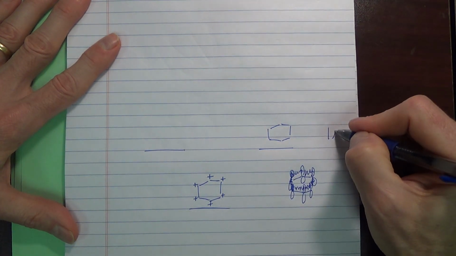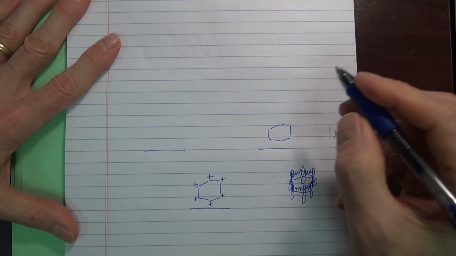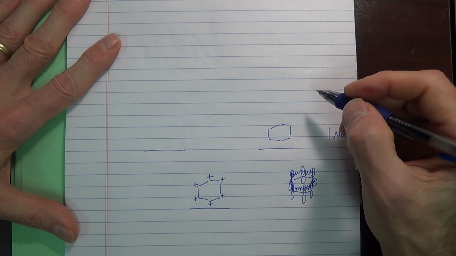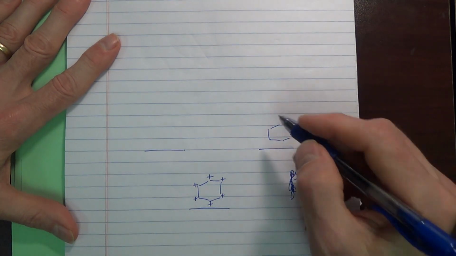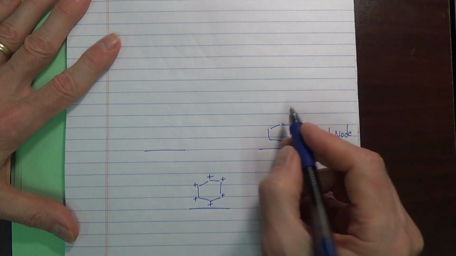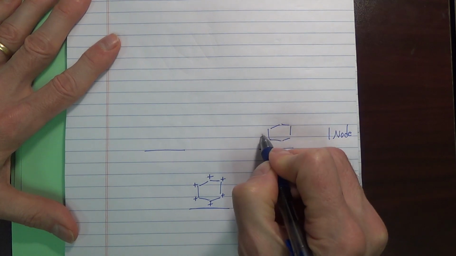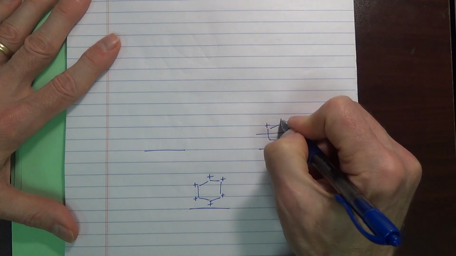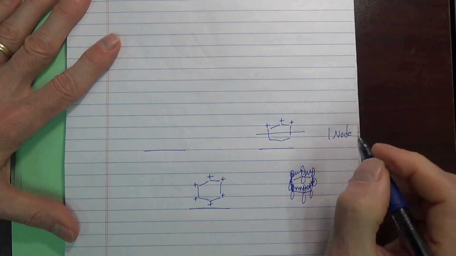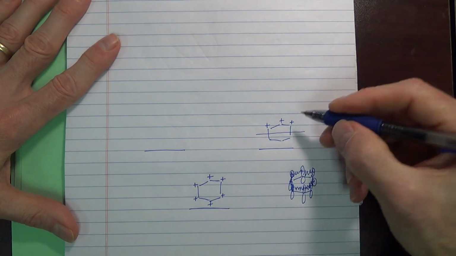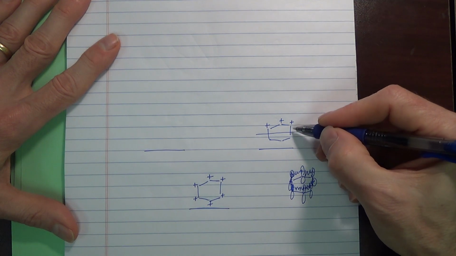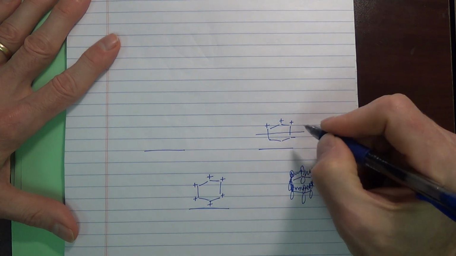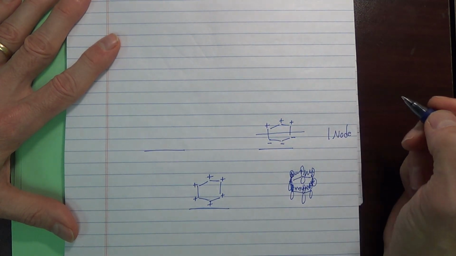Now we know these have 1 node, and to get 1 node there's actually 2 different ways. I can come right through here, and I could put these top 3 in phase, and then we see that we need no constructive overlap here, so that would be minus, minus, minus.